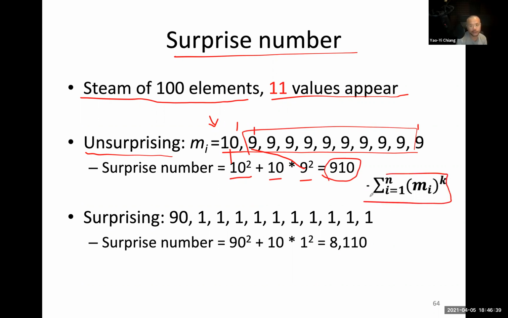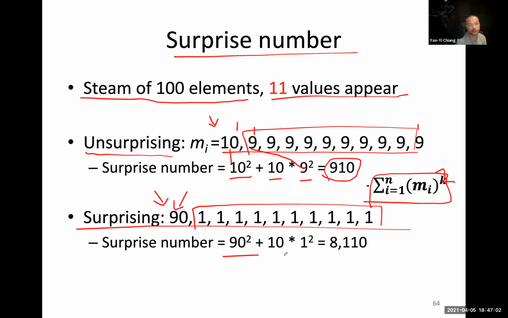Remember, this is your moment, and when k equals 2, this is your surprise number. So what would be surprising? Something like this: the first value appears 90 times. All other values only appear 1 time. This is very uneven. The first one is so frequent. And the surprise number will be 90 to the power of 2 plus 10 times 1 to the power of 2. This is 8110, much larger than this, mainly because you are doing all these squares. If you have a large number, the square is even larger. So you have a surprise number that is surprising.